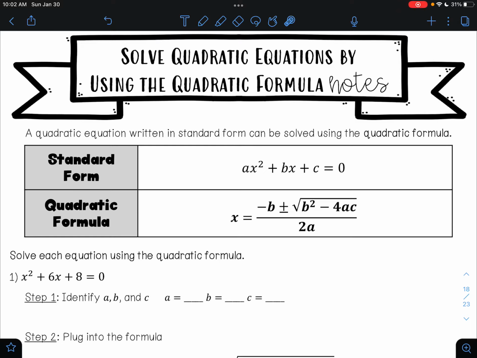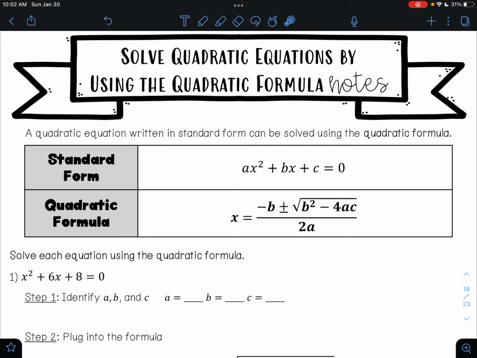We are solving quadratic equations by using the quadratic formula. So far we have learned three methods: solving by factoring, solving by taking square roots, and solving by completing the square. This is our last and final method of solving, the quadratic formula. The good news is that the quadratic formula method always works every single time. So if you are ever getting stuck and not sure which method to use, this one will always work.